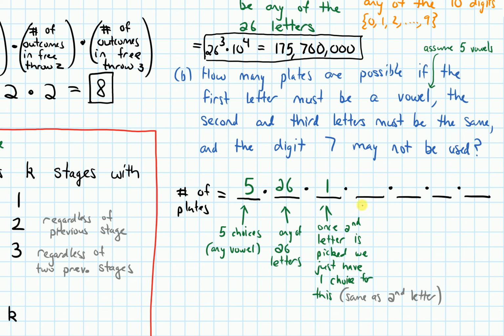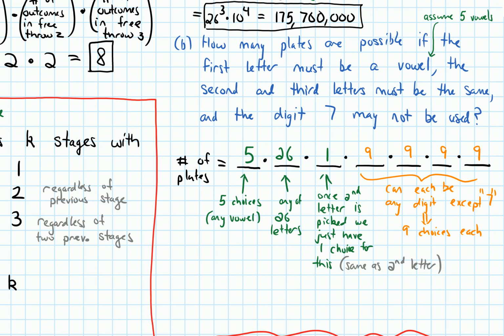All right, let's focus on these digits at the end. So the question says that the digit 7 may not be used, which means that these can each be any digit except 7. So that means there are still 9 choices of digits for each of those spots. So I'll write 9 times 9 times 9 times 9. I could pick anything except a 7 in each of those spots.